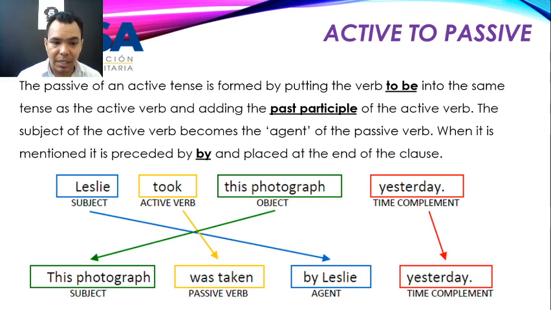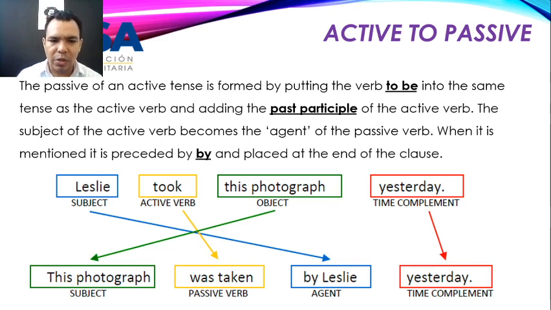We have an active sentence. Leslie took this photograph yesterday. In this example that is active, we have the subject, that is Leslie. Leslie is the subject because it's the person who makes the action. We also have the action. The active verb is took, and we need to identify what tense we are using in the original active sentence. When I say took, I need to understand that this is a sentence in past. When I'm going to transform this into passive, I need to be careful with this.